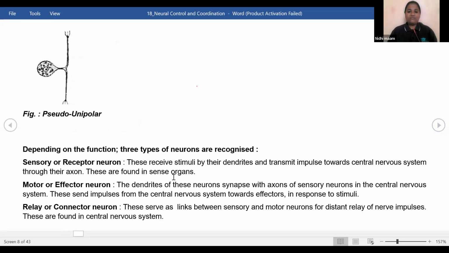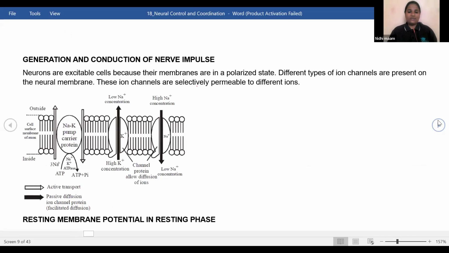Depending on the functions, we have three types of neuron: sensory, motor, or relay neuron. A sensory neuron receives the stimuli from the sense organs or the receptors. A motor neuron's dendrites synapse with axons of sensory neurons in the central nervous system. These will send impulses to the effectors. A connector neuron serves as a link between sensory and motor neurons for a distant relay of nerve impulses. These are also found in the central nervous system.